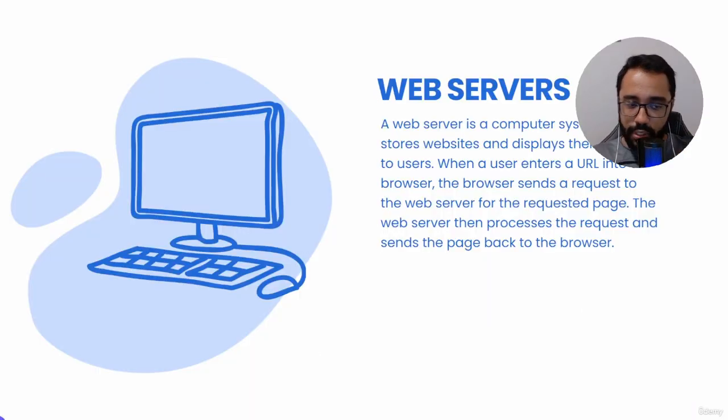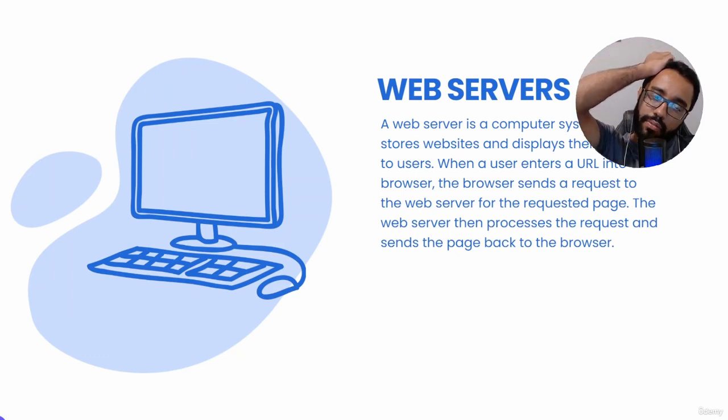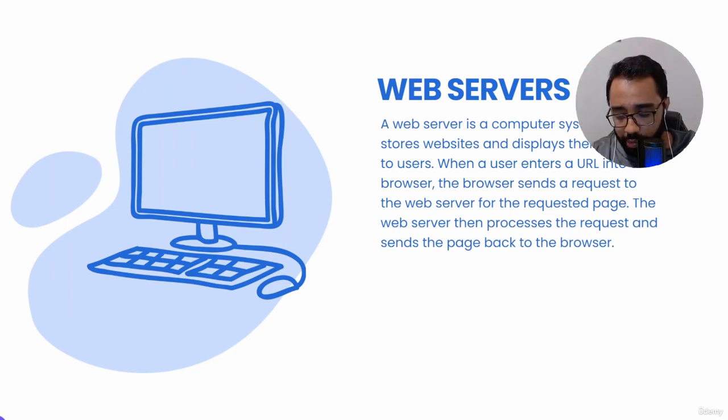The first thing you need to know is that the web works through web servers. And what are web servers? Web servers are not normal computers, but they are very similar to normal computers because they have the same structure. They are just bigger and stronger. A web server is a computer system that stores websites and displays their content to users. When a user enters a URL into a browser, the browser sends a request to the web server for the requested page, and the web server then processes the request and sends the page back to the browser.